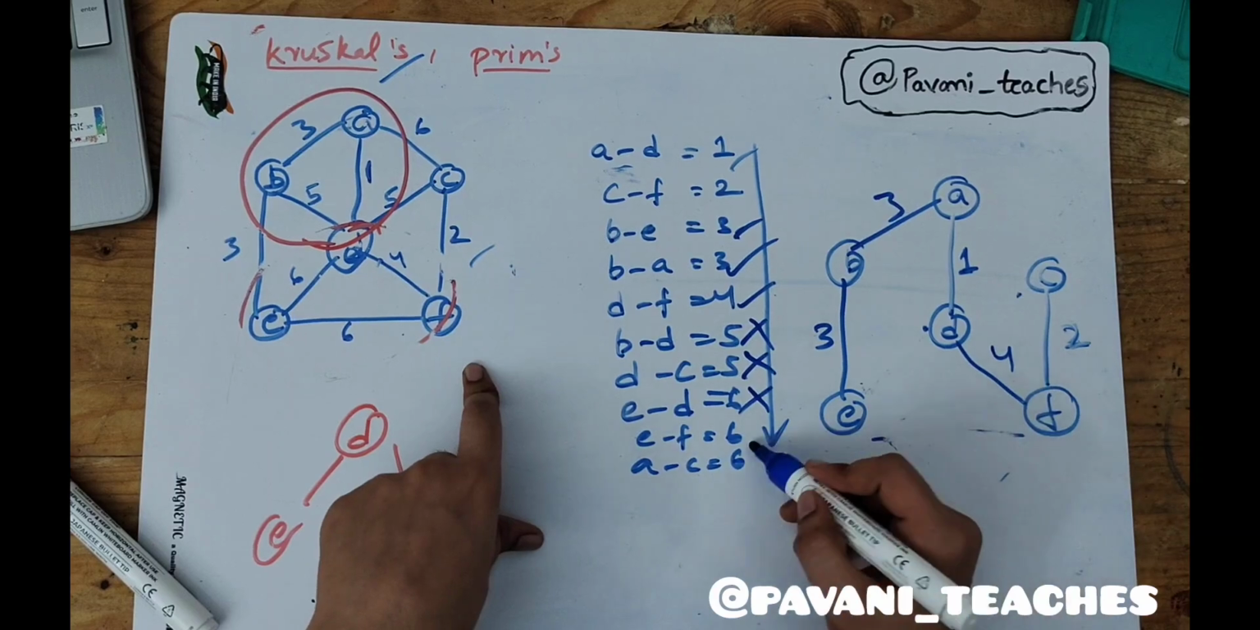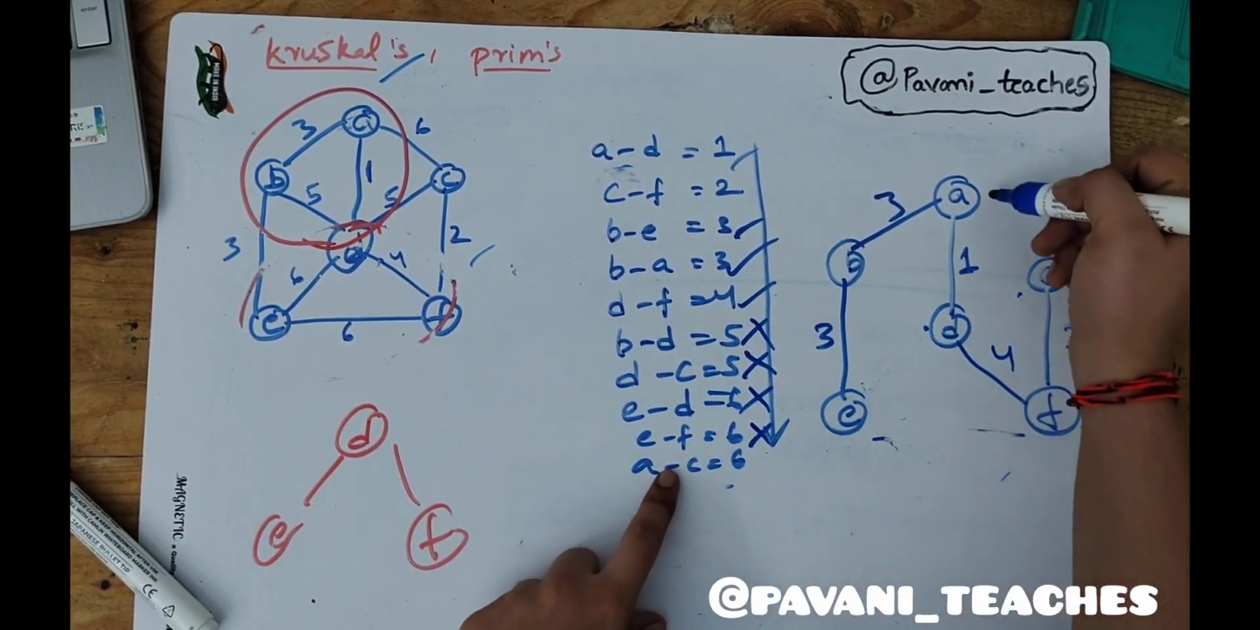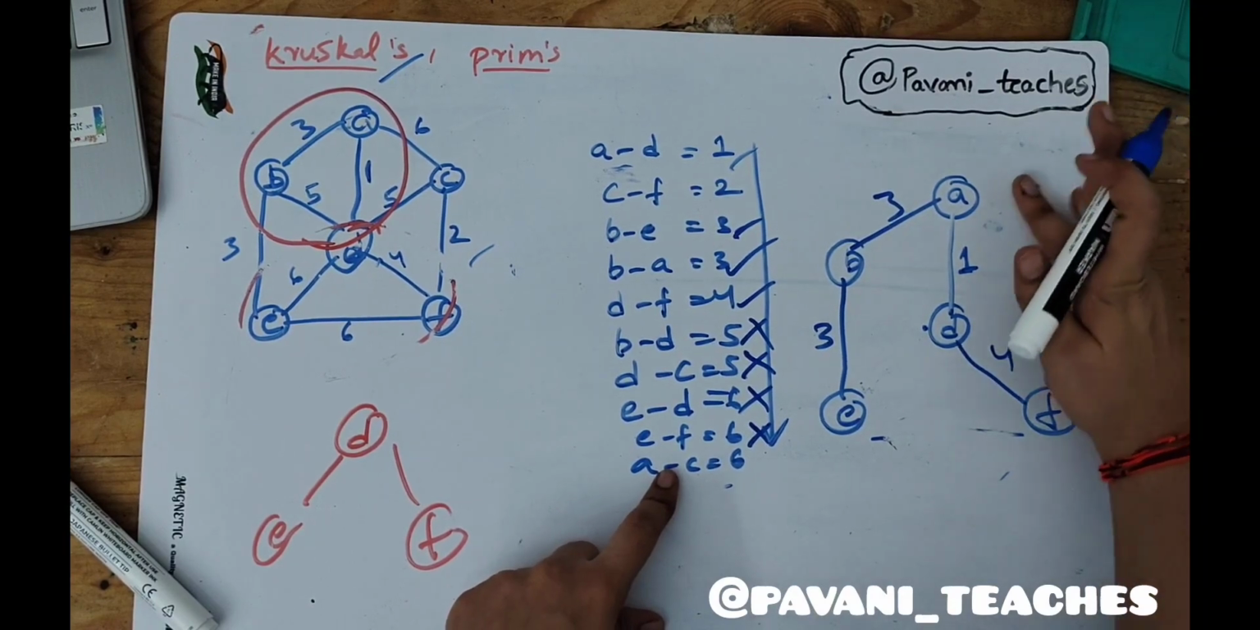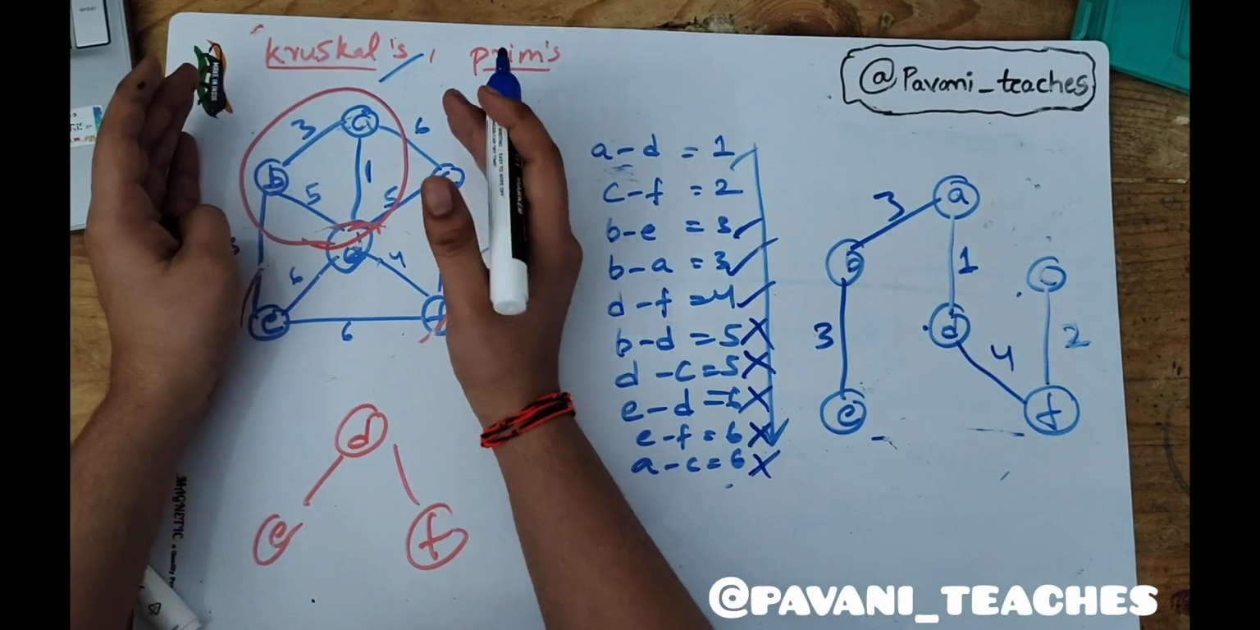So we are not taking this edge also. Next, A to C. No, we can't. Again, it is forming a cycle here. Okay, so this is the final spanning tree of the given graph.